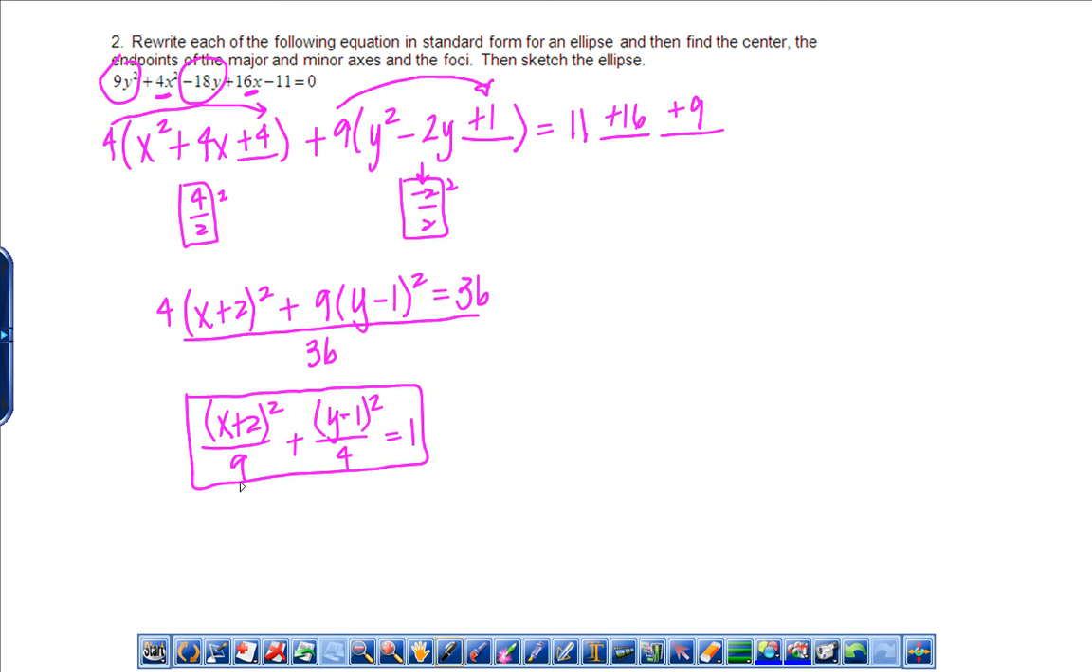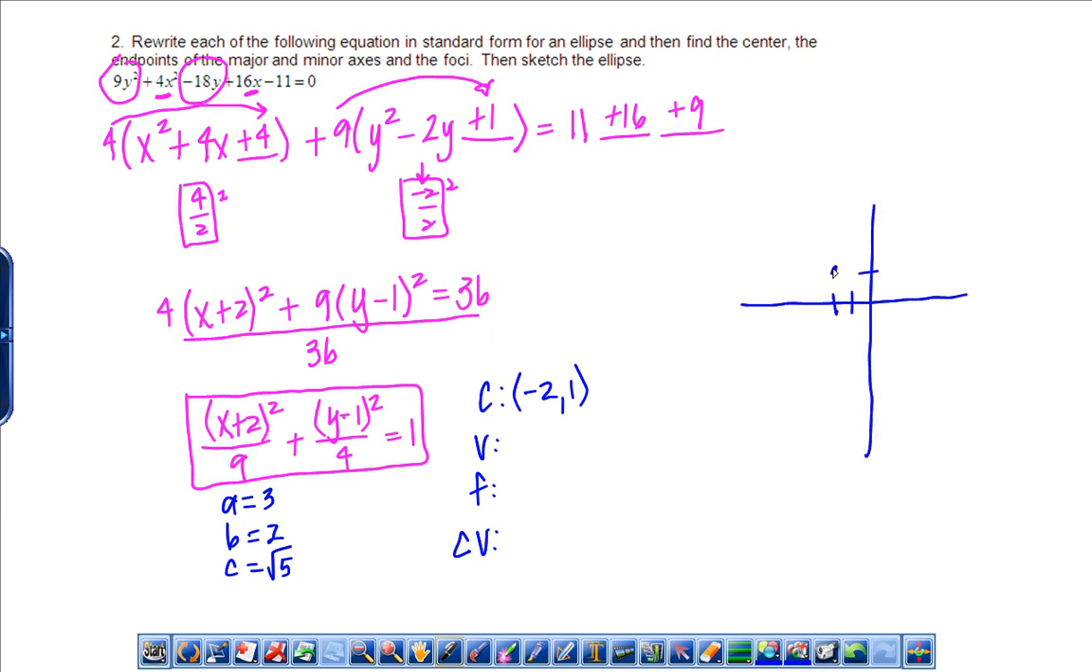Okay, from here, I can go ahead. Remember, your biggest number is A. That means A is going to be 3. B is going to be 2. C is going to be roughly root 5, which is about 2 something. And then we can start filling in our information. Your center is -2, 1. And again, if you'd like to sketch at the same time, that's totally fine. -2, 1 is my center. Make sure you label at the same time.